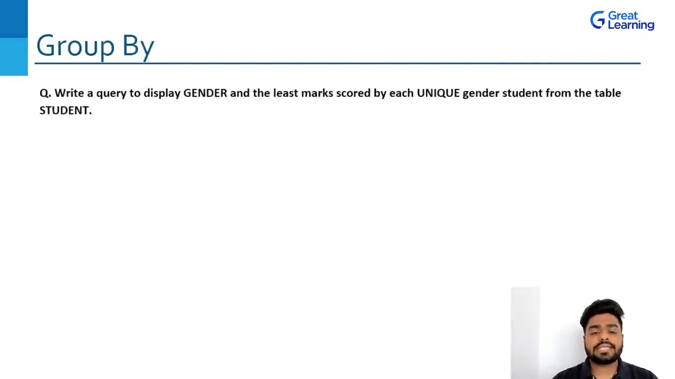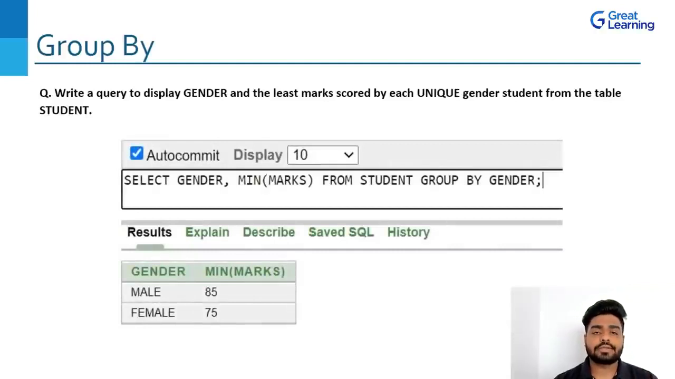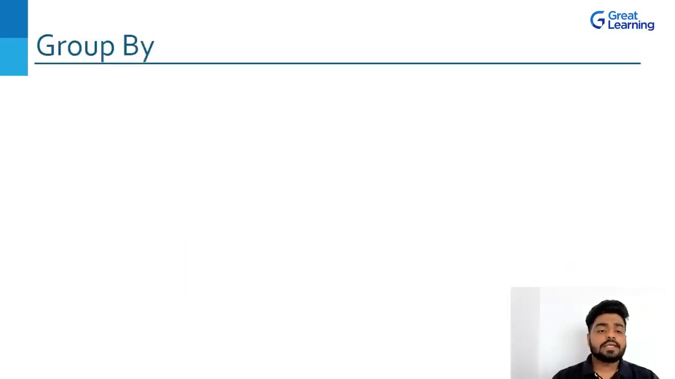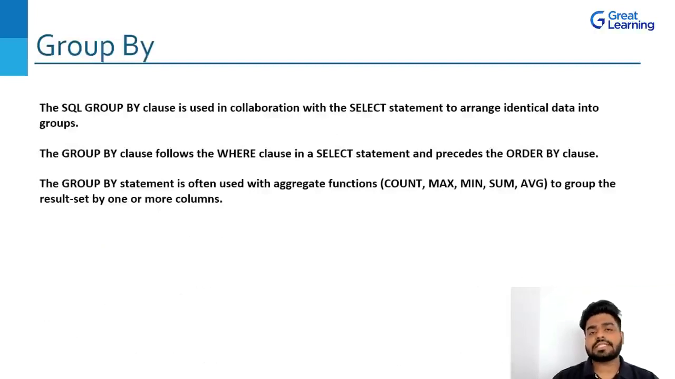Write a query to display gender and the least marks scored by each unique gender student from the table student. We have only two genders, male and female. Both male and female will be grouped together, so there will be only two rows shown. Can you see this? From the male, the least score is 85, and from the female, the least score is 75.